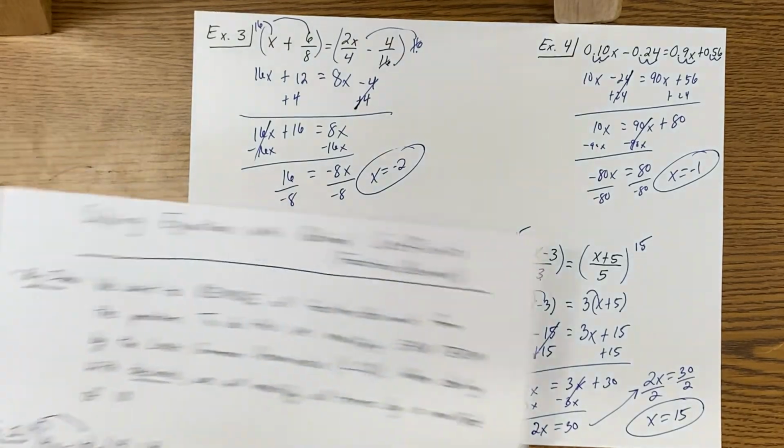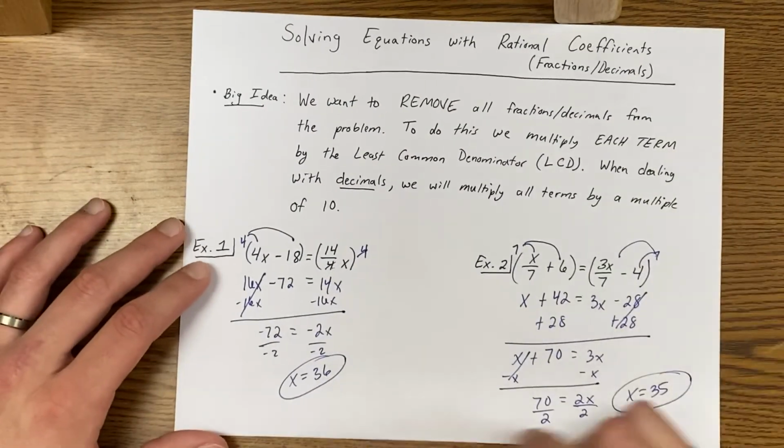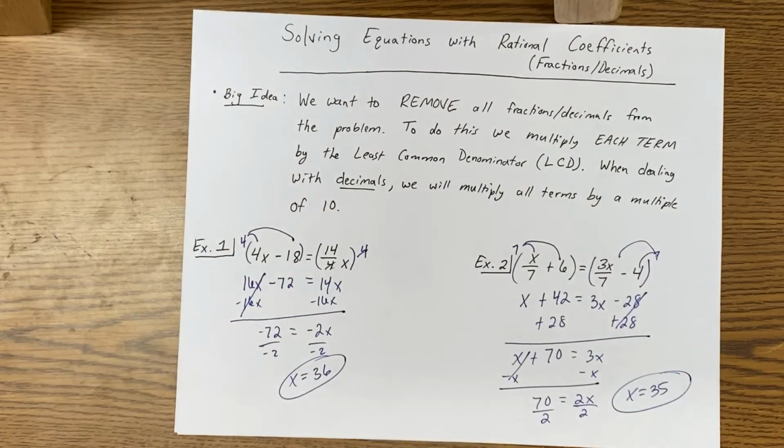So remember, with our rational coefficients, the big idea, we want to remove all the fractions and decimals. It is possible to find out what the variable is equal to without getting rid of the fractions and decimals. It just makes it sloppy, makes it hard. Okay, so we're trying to make it as easy as possible for us. So to do that, we want to multiply each term by the least common denominator. And with decimals, we'll multiply all terms by a multiple of 10. Or we have to move the decimal the same number of times in each term.